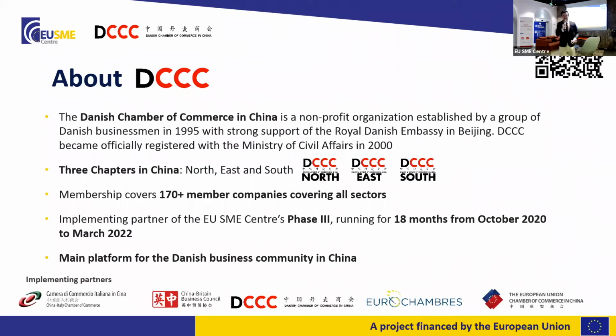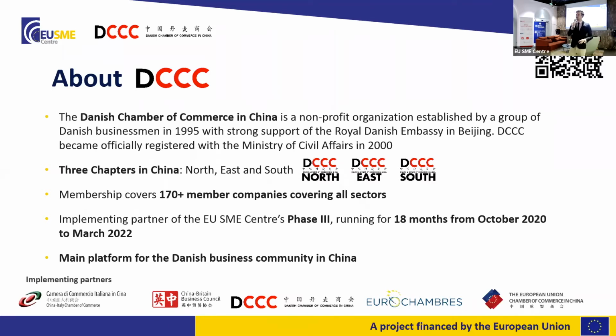Now, that covers the part of the EU SME Center. But the EU SME Center is, as I told in the beginning, comprised of 5 implementing partners. I am representing the Danish Chamber of Commerce here in China, and we are one of the 5 implementing partners. So I'd just like to give 1 or 2 brief moments to introduce our organization and what we're doing in China. Our organization is the main platform for Danish business companies to help each other in China.